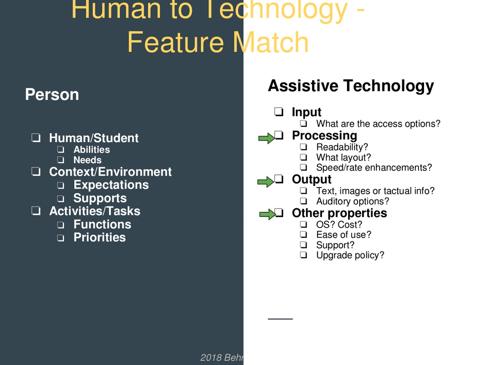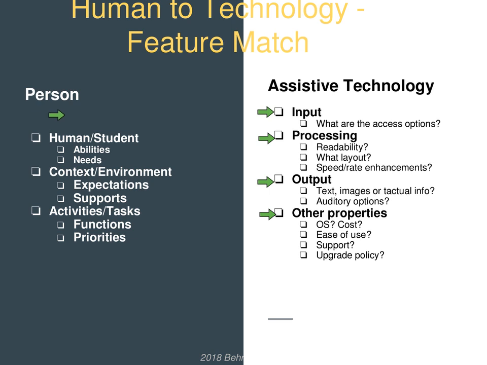And then there are always other properties that we're looking at. What operating system are we working within? What's the ease of use factor? What kind of support do we get from the company? Are there upgrade policies if it's a certain product that needs to have that, or apps that need to have that? So we're looking at these 4 areas when it comes to assistive technology.